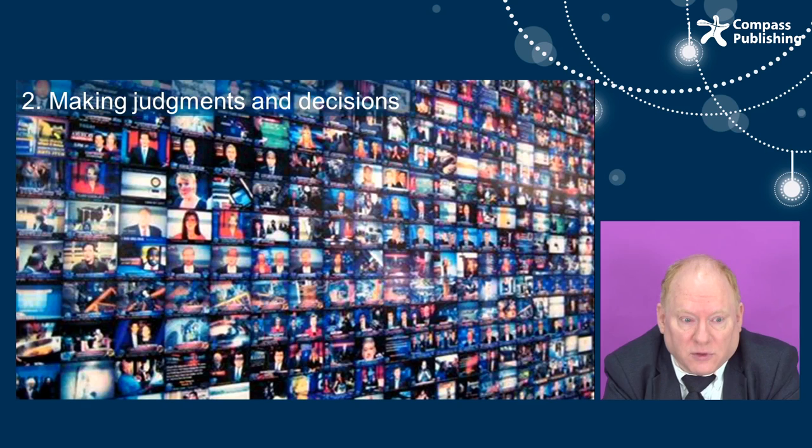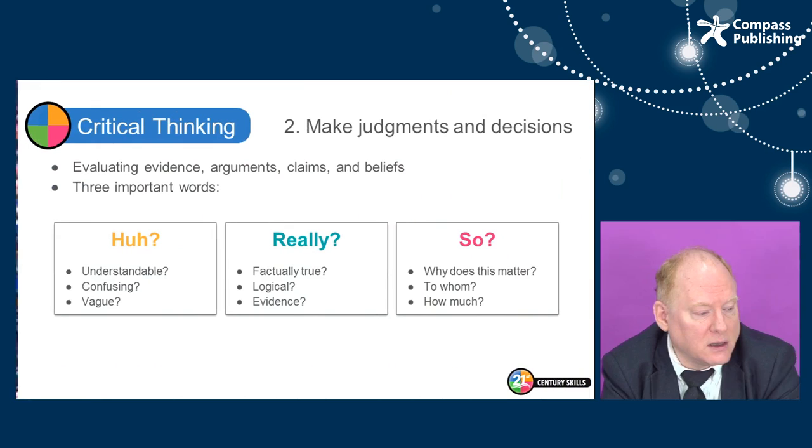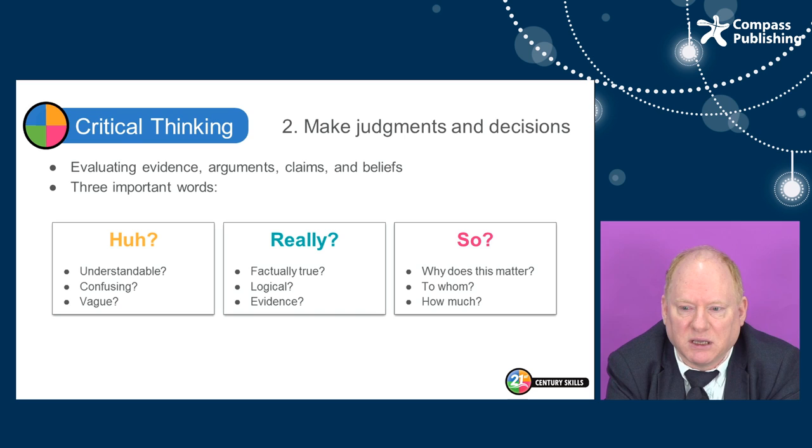Now, another aspect of critical thinking is making judgments and decisions. We are inundated, we are flooded with all kinds of pictures, images, sources, videos, everything is just attacking us. And when it attacks us, we have to make decisions based on all this information. We have to separate things out and we have to think step by step, what are we going to do and how are we going to do it? So an aspect of making judgments is decisions. It can be brought down to evaluating evidence, arguments, claims, and beliefs. By looking at these things, we have a better understanding of what needs to be done.